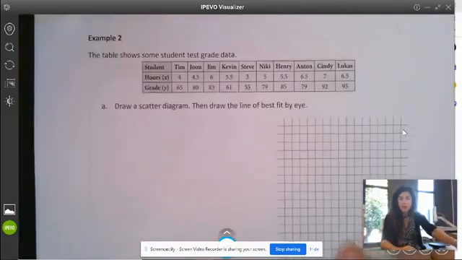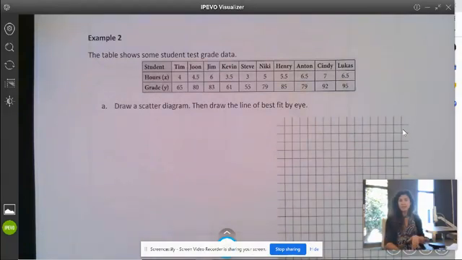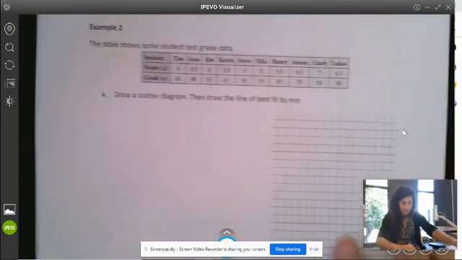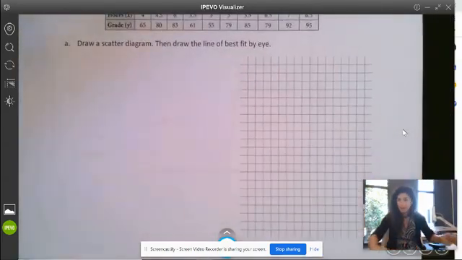The main mathy thing that you're going to be taking away from this lesson right now is how to draw a line of best fit by eye. And some of it is kind of winging it, but there is a definite way that you need to calculate this before you draw your line of best fit. But first, we need to draw a scatter diagram.